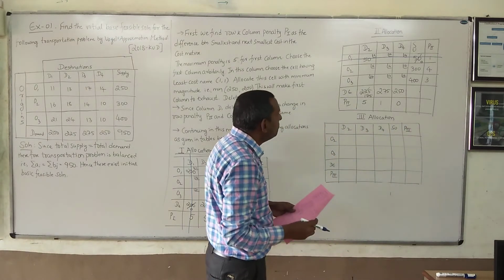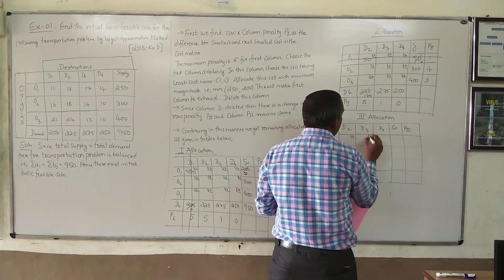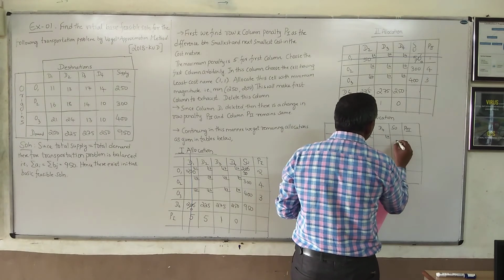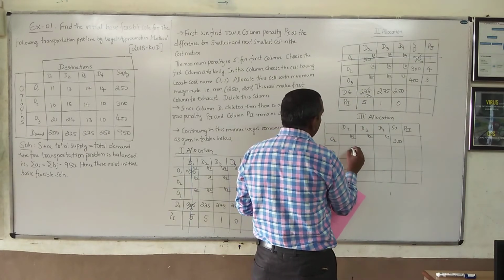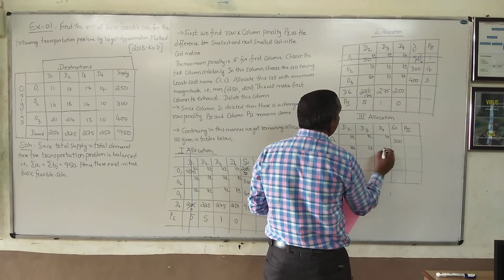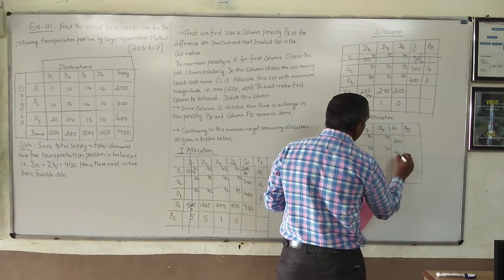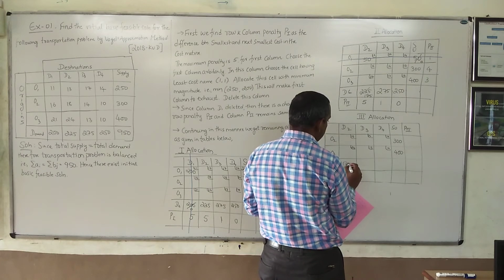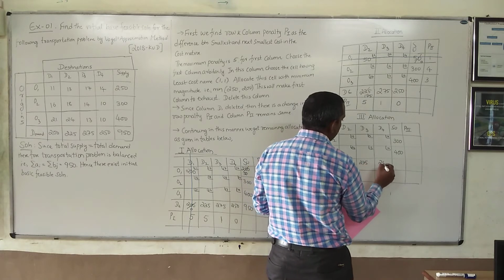Then what happens here? 18, 14, 10, supply is 300, whereas it is 24, 13, again 10, so it is 400. So here the demand is 175, 275, and it is 250.